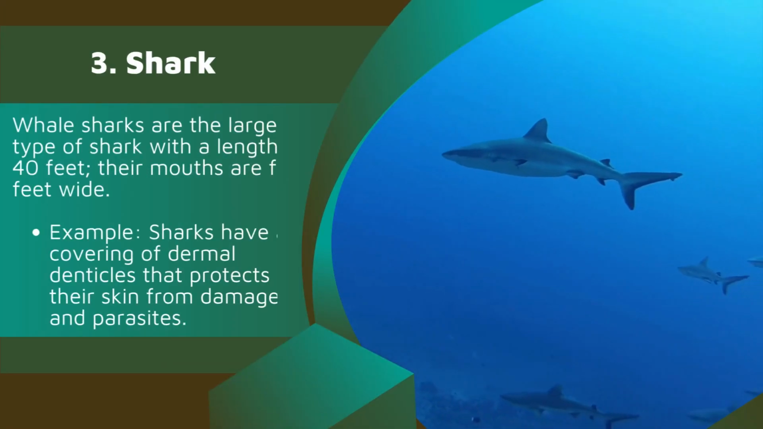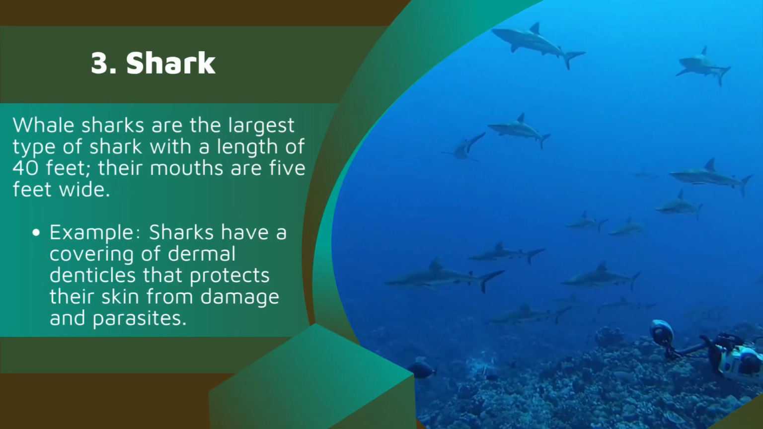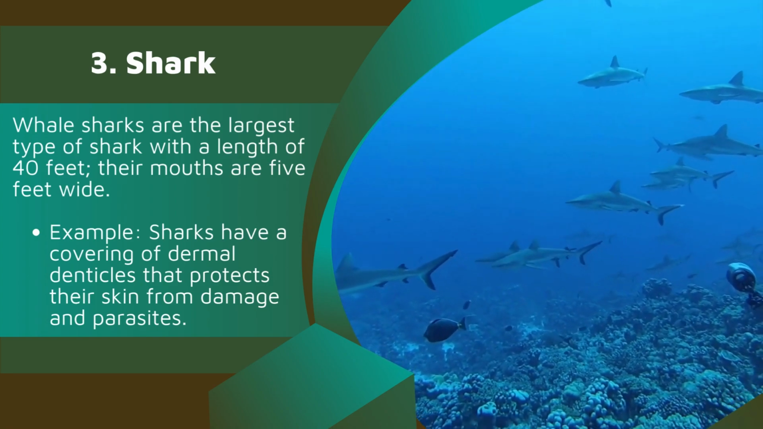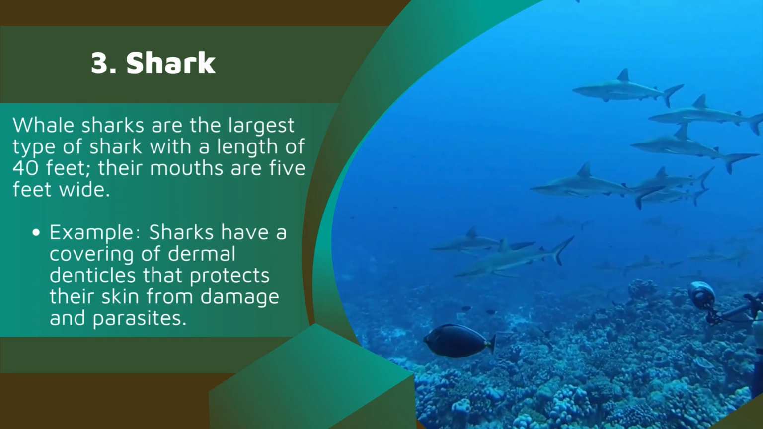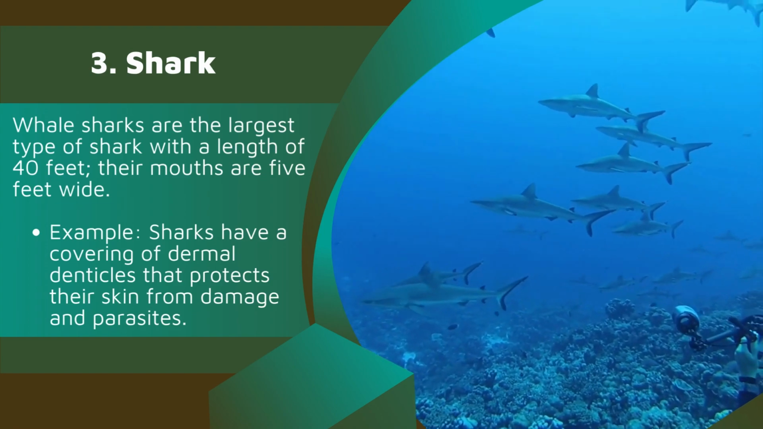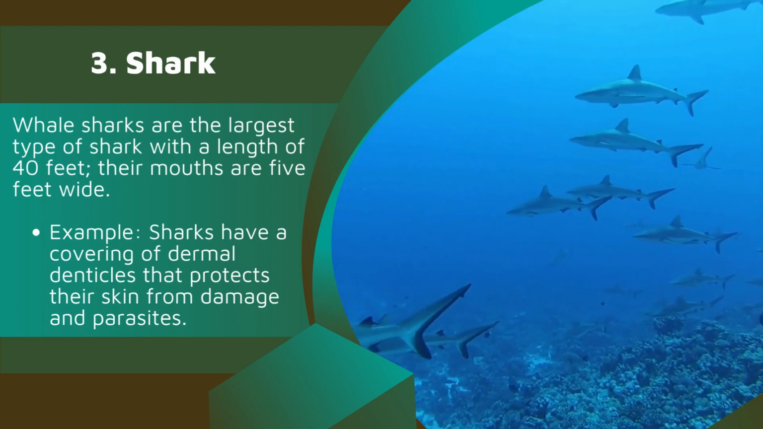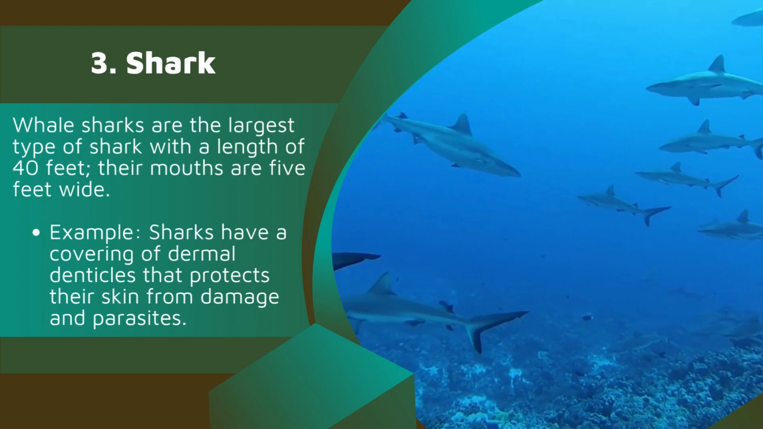3. Shark. Whale sharks are the largest type of shark with a length of 40 feet. Their mouths are 5 feet wide. Example, sharks have a covering of dermal denticles that protects their skin from damage and parasites.